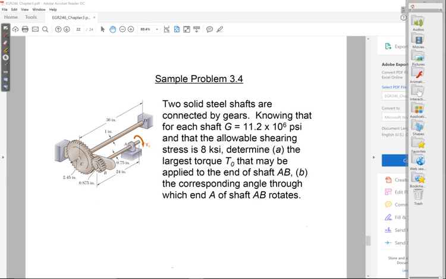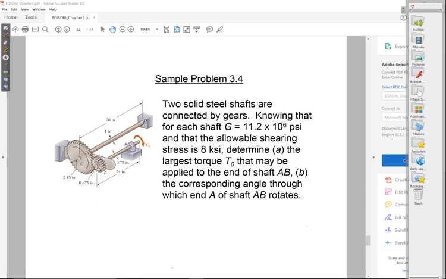In this example, D is fixed, and then C is connected to end B of shaft AB. And there are your two gears. You can see they differ quite a bit in size.